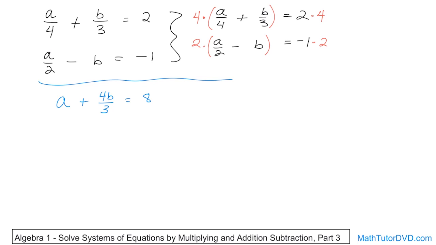Now we turn our attention to the second equation. 2 times a over 2, the 2's cancel. I'm just left with a on the bottom. And 2 times negative b is going to give you negative 2b. And then on the right-hand side, 2 times negative 1 gives you negative 2.